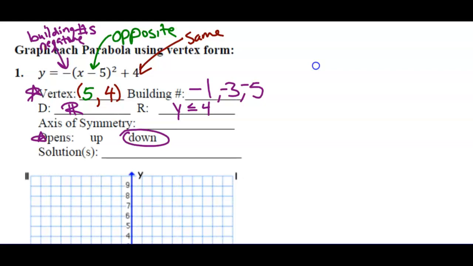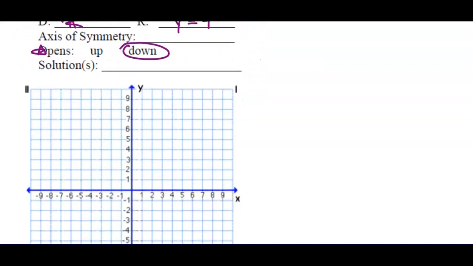Axis of symmetry. What does symmetry mean again? Where it can fold. Exactly. So where that parabola folds in half, and it folds up right on top of itself, right? If what you have drawn, if you folded the piece of paper and it wouldn't fold on top of itself, you've graphed it wrong. The place that tells us where it would fold is what? Our x value. So our axis of symmetry is going to be x equals, and what's our x value? 5. Okay? So then how do we graph this?